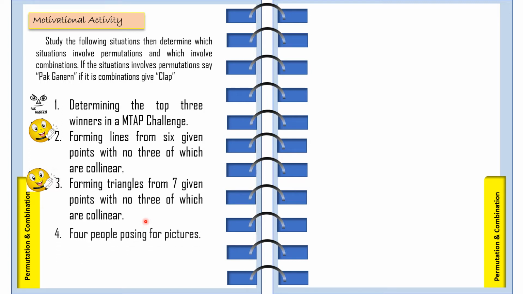Okay, next situation. 4 people posing for pictures. So magpapapicture sila. Is it under permutation or combination? Or pack ganun or a clap? Okay, correct. The correct answer natin ay pack ganun. So, kasi ano to, order ito, yung arrangement natin ng apat na tao, no, sa picture taking.